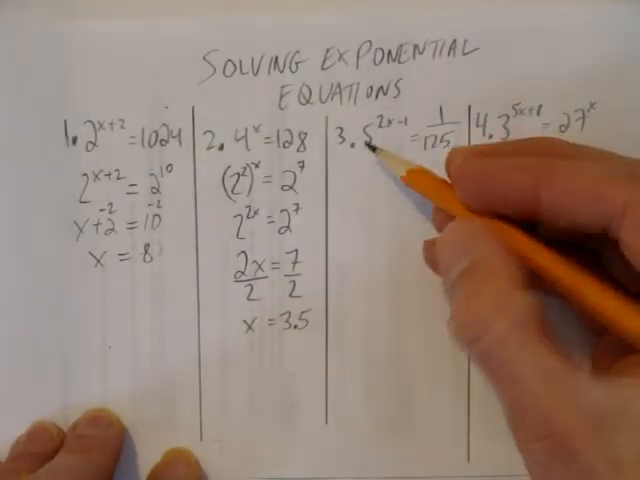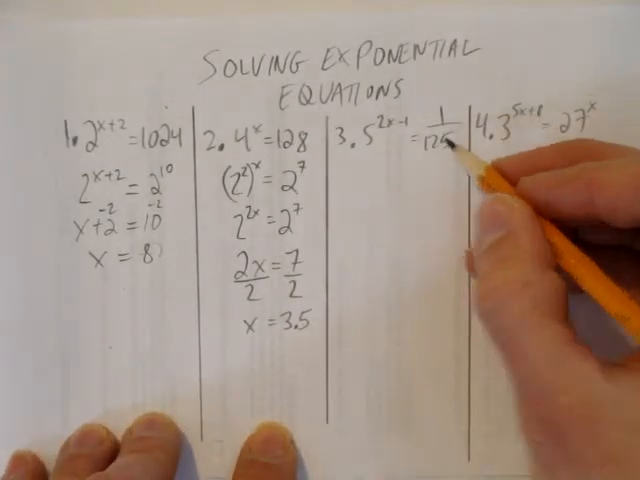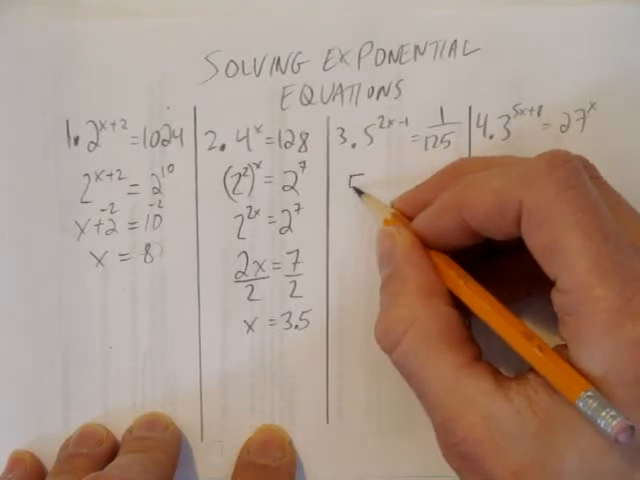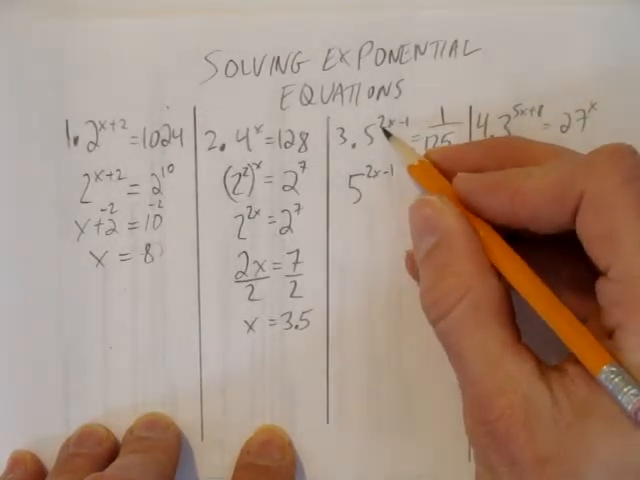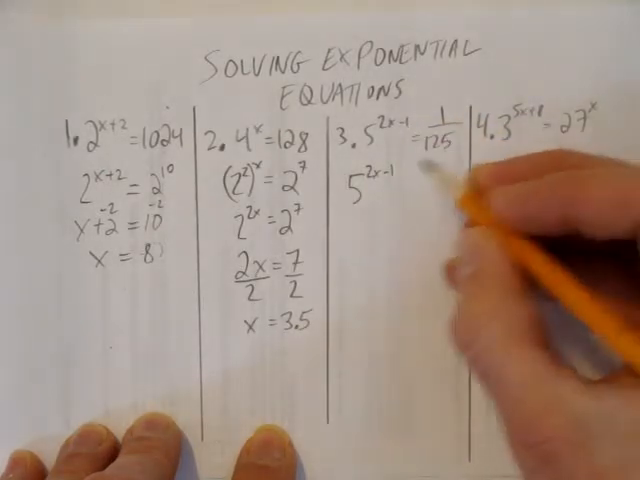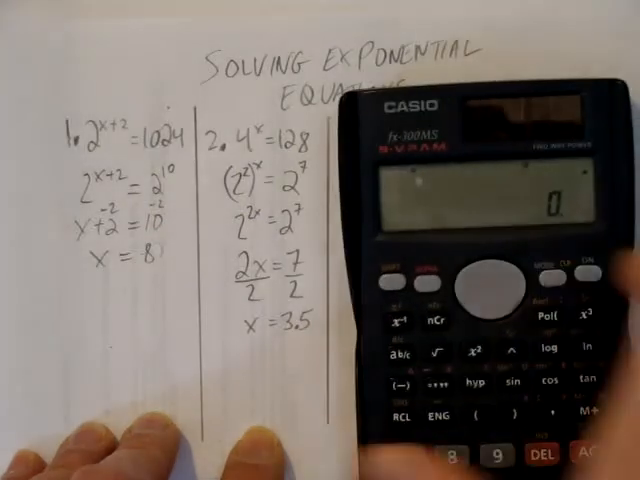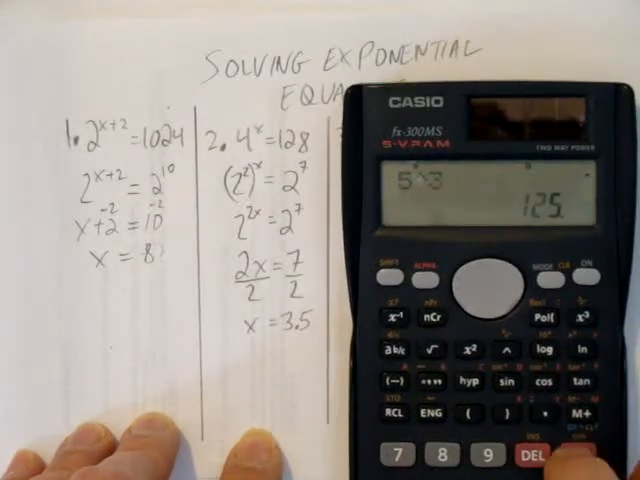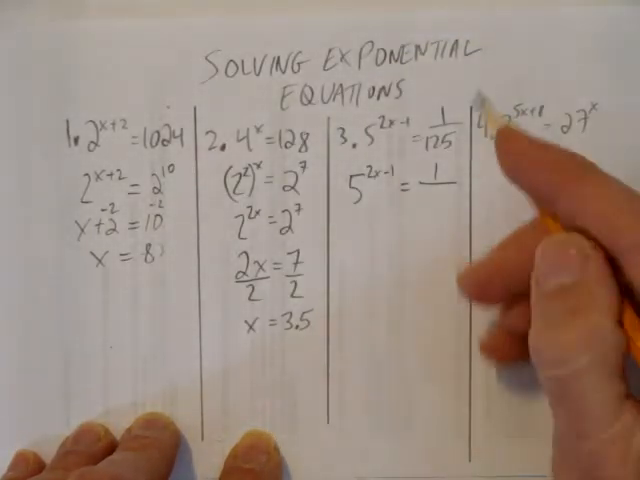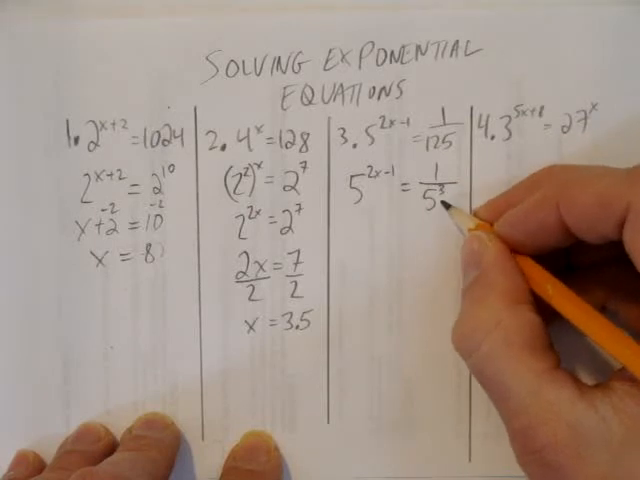Our third question is a tricky one as well, because we want to get base 5, but there's this fraction here. But we'll start the same way. Let's figure out base 5. This says 5 to the power of 2x minus 1 equals 1 over 125, but we can make 125 into a power of 5. I'm pretty sure, but we'll check. What's 5 to the power of 3? 125. So this 125 can be written as 5 to the power of 3, still under the fraction.